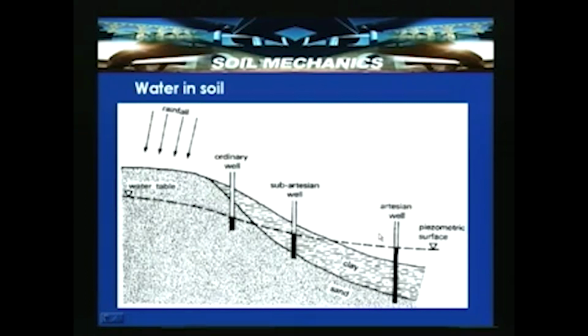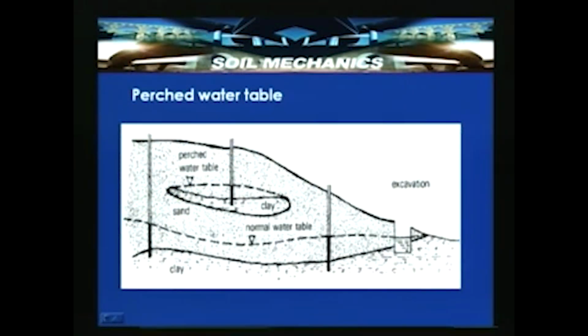Many times when we are constructing structures on a soil stratum under artesian conditions, or carrying out excavations under artesian conditions, one has to ensure the stability. If the stability is not ensured, then the effective stress tends to become 0, and there is a chance of failure, caving in or collapse.